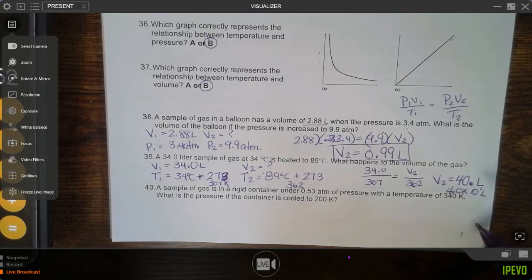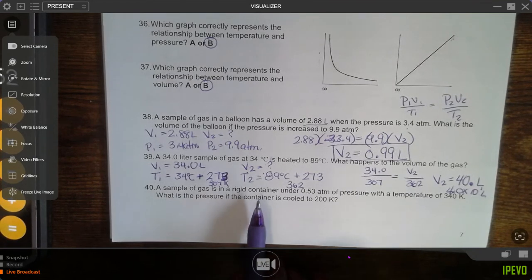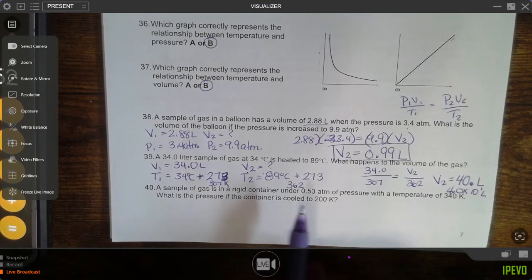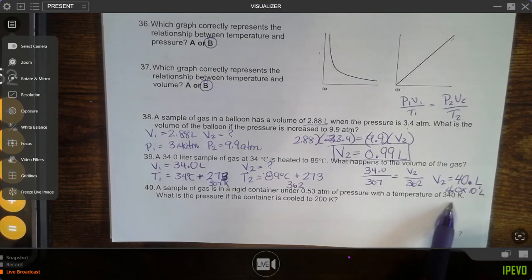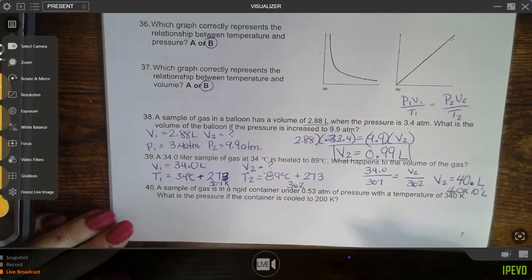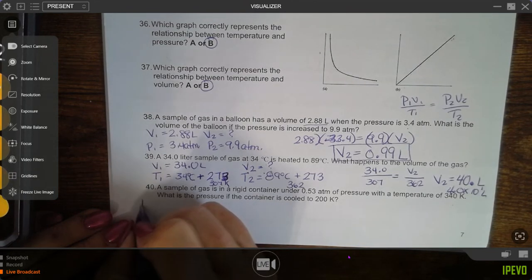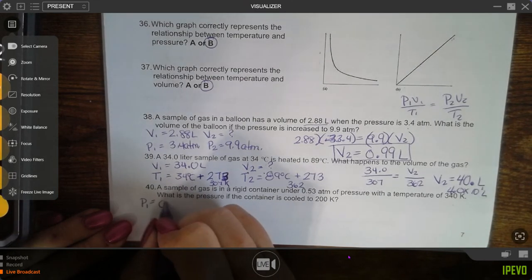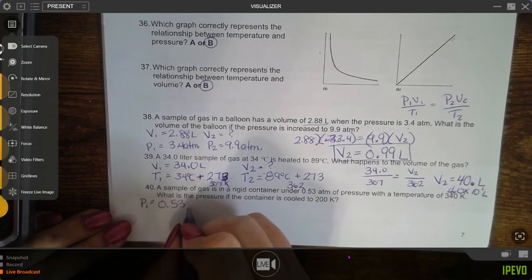Number 40. A sample of gas is in a rigid container. What that means is the volume is constant. Under 0.53 atmospheres of pressure with a temperature of 340 Kelvin. What is the pressure if the temperature is cooled to 200 K? All right, so let's see. So we have P1 is 0.53 atmospheres.